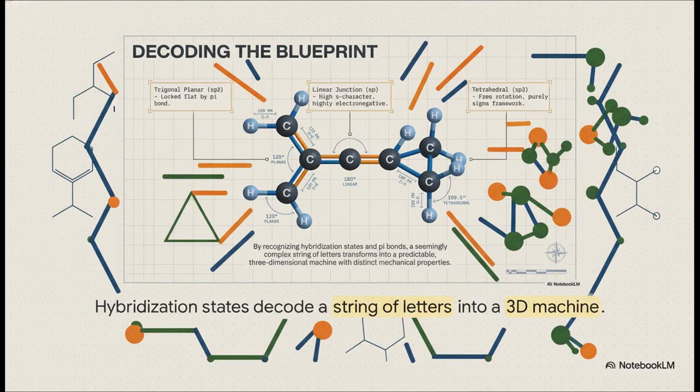And here we are, the big payoff. We can now look at a really complex molecule like this, which just looks like a string of letters and lines, and we can decode its entire 3D architecture. We can see the flat, rigid sections built from those sp2 carbons. We can see the straight, rod-like sections from the sp carbons. And we can spot the flexible 3D joints made from sp3 carbons. All of a sudden, it's not just a drawing anymore. It's a predictable, three-dimensional machine with a job to do.